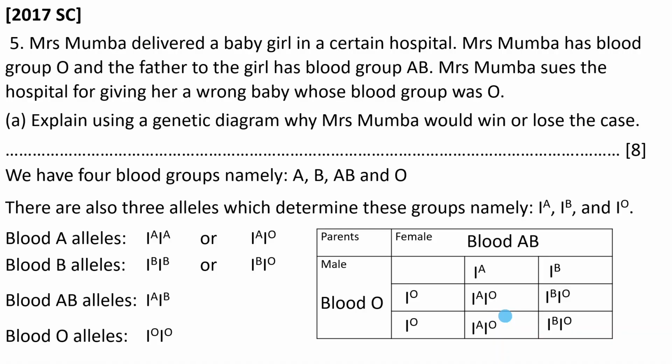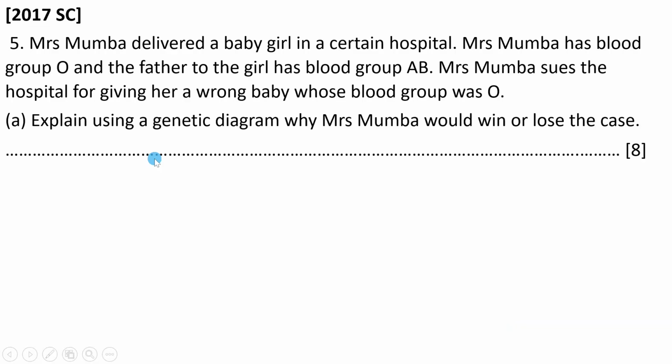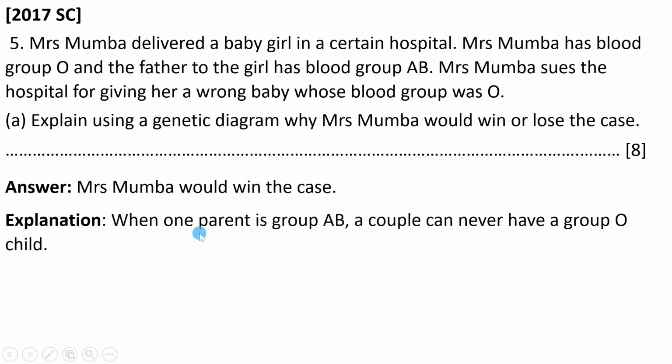So now let's look at the question which says: explain using a genetic diagram why Mrs. Momba would win or lose the case. So we are saying the answer: Mrs. Momba would win the case. The explanation: when one parent is blood group AB, a couple can never have a group O child. So when one of the parents that are marrying each other has a blood group of AB, then the possibility that they will have a child with a blood group O does not exist as far as biology is concerned.